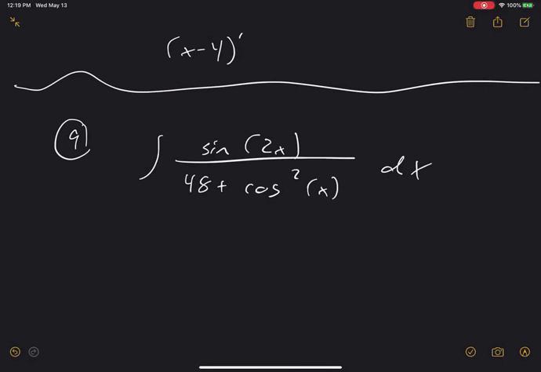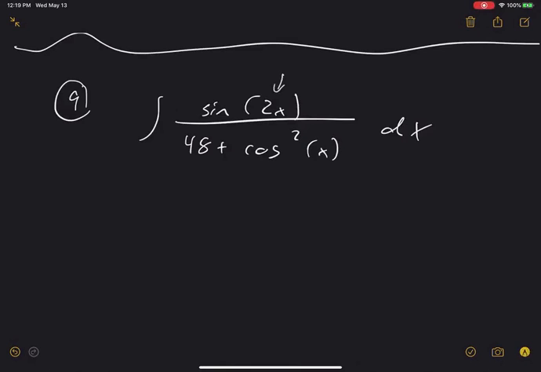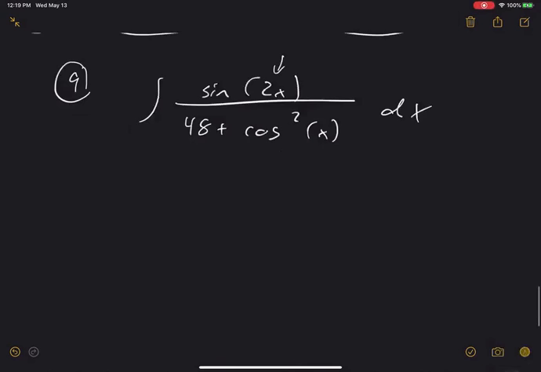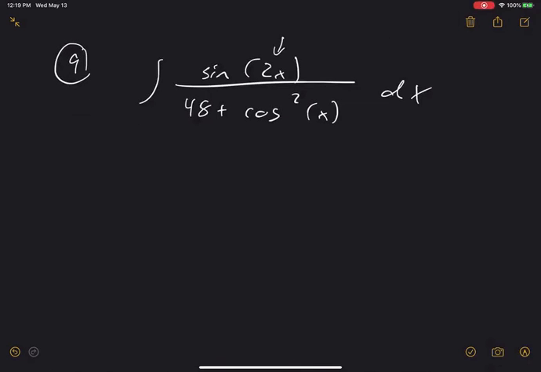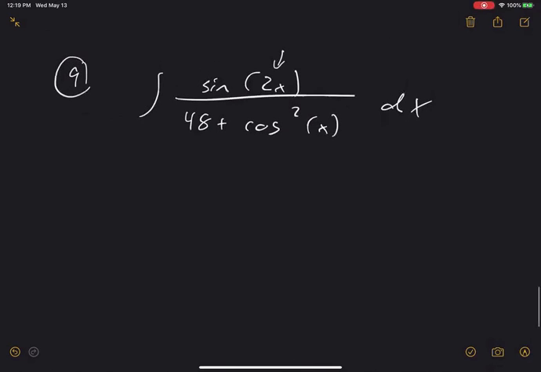Well, how do we deal with this? I've got sine of 2x here. No matter what U-substitution I do down here, the derivative of cosine squared is not going to give me sine of 2x. So this 2x seems to be a problem. But we can use a handy little trig identity.